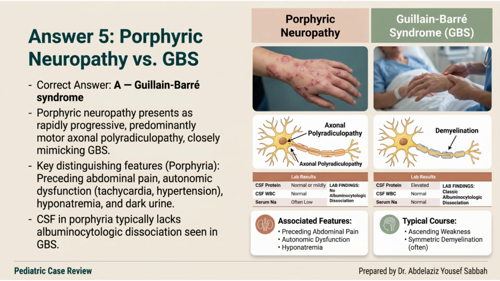The porphyric neuropathy of an acute attack presents as a rapidly progressive, predominantly motor axonal polyradiculopathy, and this closely mimics Guillain-Barré syndrome. Several features point back toward porphyria rather than Guillain-Barré syndrome: a preceding episode of abdominal pain, autonomic dysfunction such as tachycardia and hypertension, hyponatremia, and dark urine. There is also a useful laboratory distinction. In Guillain-Barré syndrome, the cerebrospinal fluid classically shows albuminocytologic dissociation, meaning a high protein with a normal cell count. In porphyric neuropathy, the cerebrospinal fluid protein is usually normal or only mildly raised, so that dissociation is typically absent.